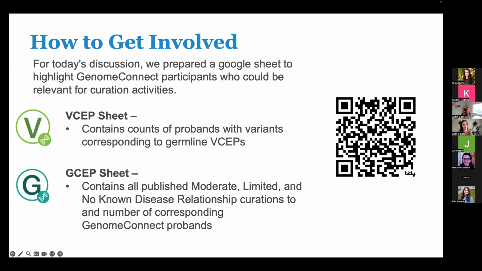Do you have cases that could be useful for genes that have already been curated, in particular with moderate or lower classification? So that's really the focus snapshot of just today. The VSEP sheet just includes counts of probands with variants that correspond to VSEPs, and then GSEP contains, if your GSEP has published a curation with moderate, limited, or no known disease relationship curations, corresponding proband counts. So in addition to the great website search, if you're just kind of curious, want to poke around, the Google Sheet could be another resource for you as well, but not something we update regularly, just for today.